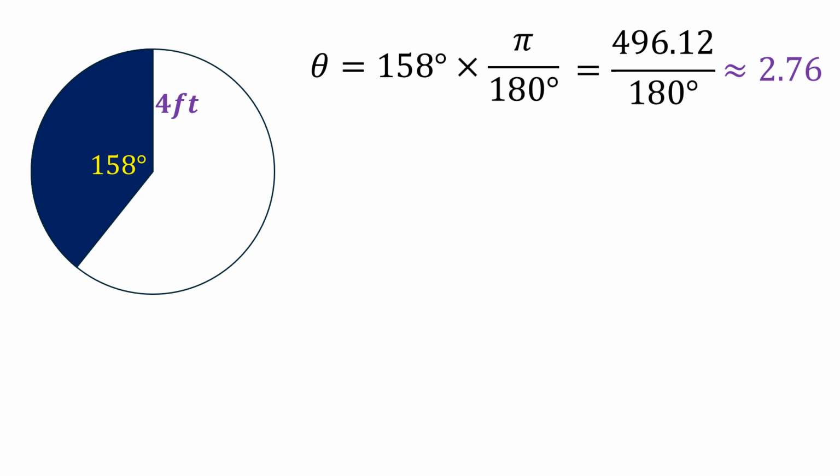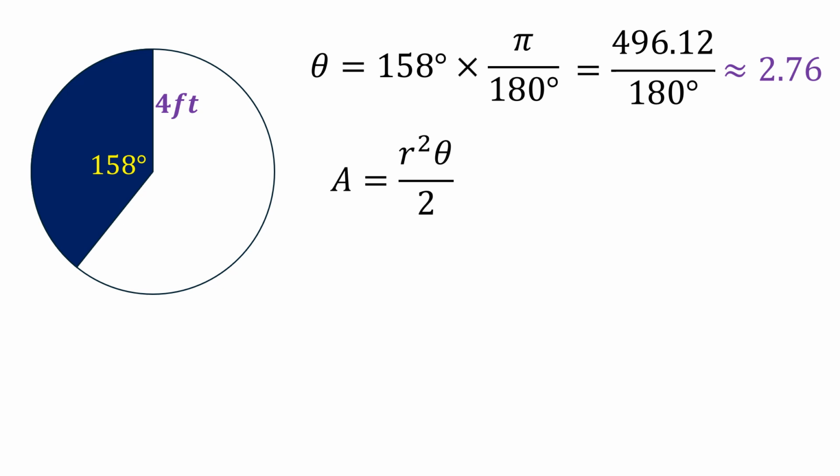Now let's solve for the area since we already have the radian form of the angle measure. This is the formula that we're going to follow to solve for this shaded region of the circle: r squared times theta, which is the radian, 2.76, all over 2.